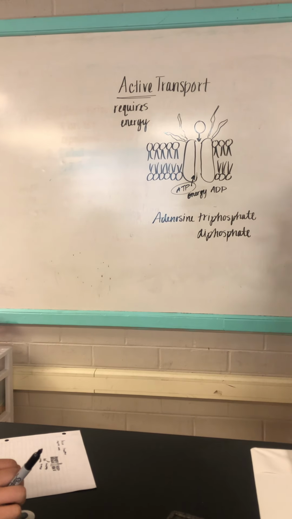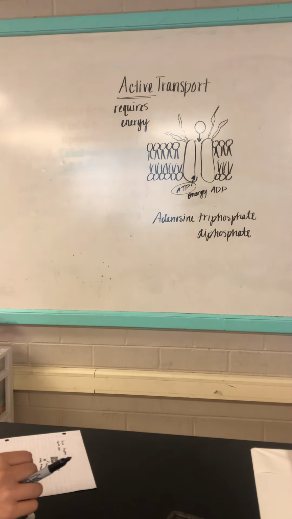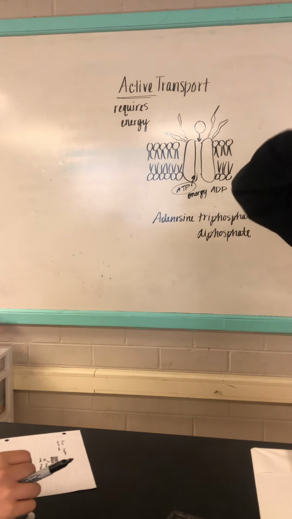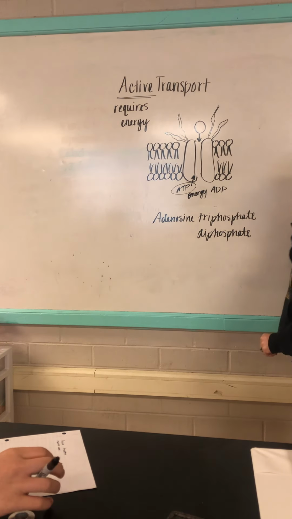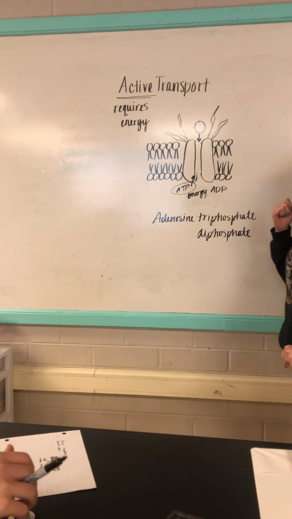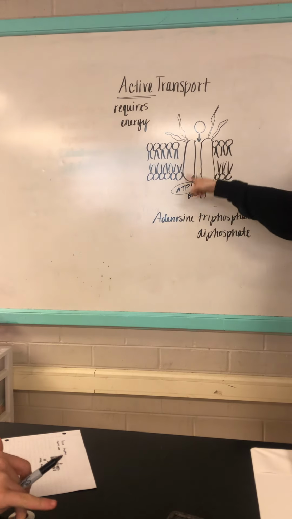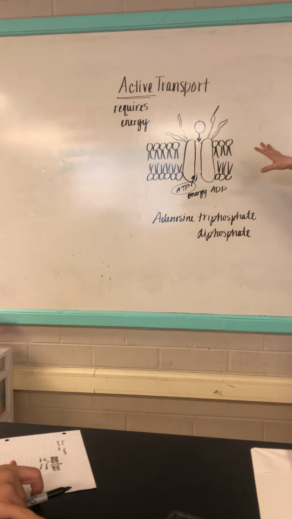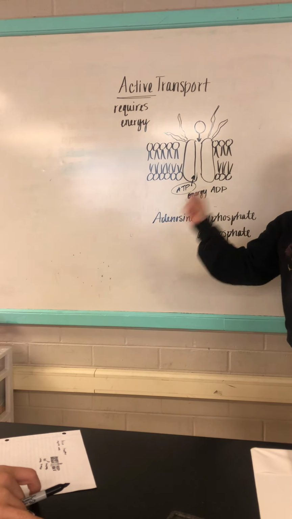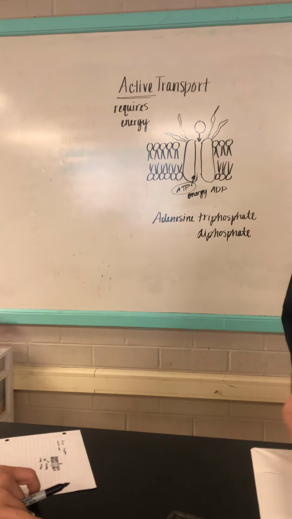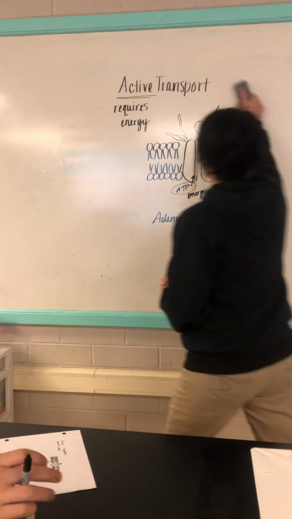Now, the difference between an ion channel and a transport protein. If it's an ion channel, it allows ions to move in and out freely. Would that be active or passive? Passive, because it's not requiring energy. If it's moving ions in through these transport proteins, then it's going to be active, because when you have to open up these proteins, it has to have energy supplied to it. Okay, so that's pretty much active transport.